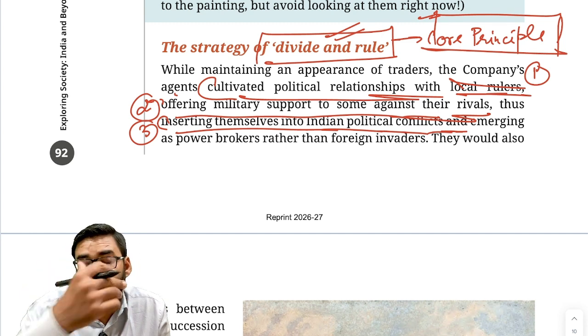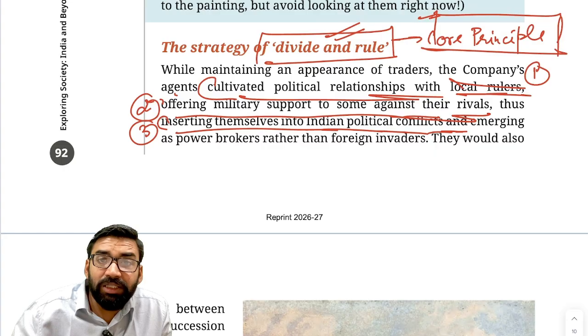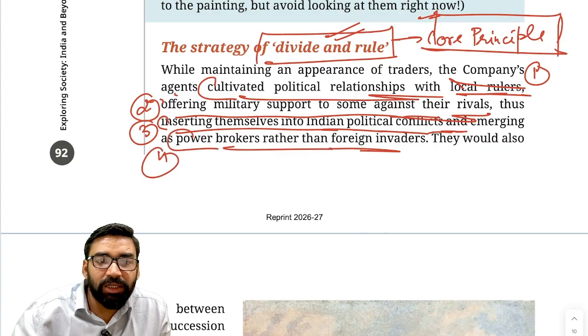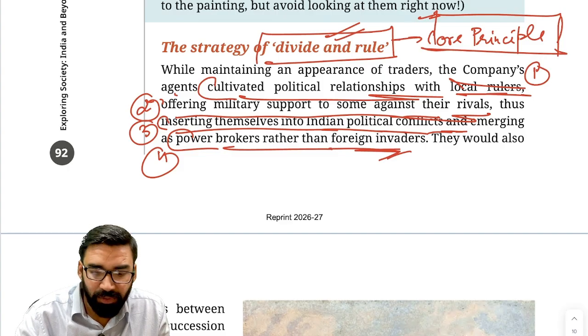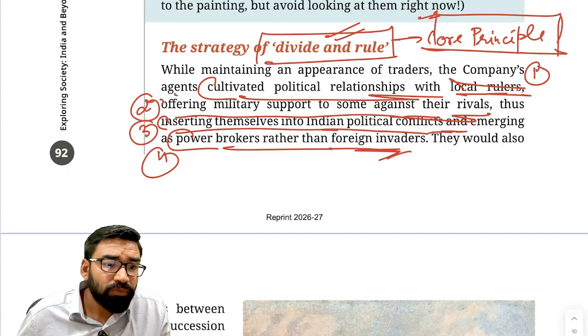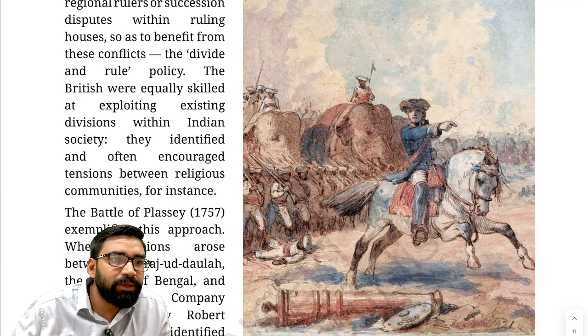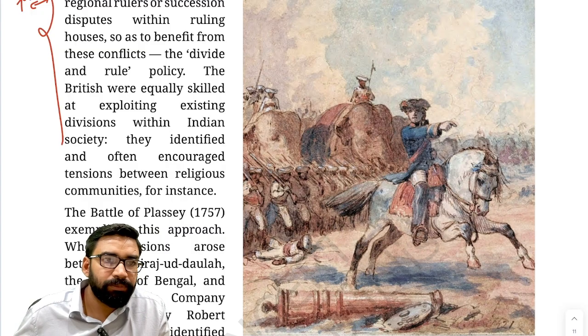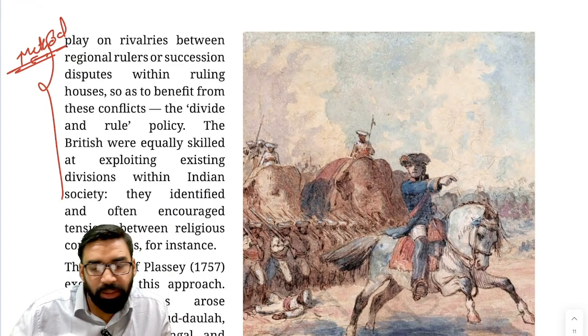They started interfering in Indian political conflict, war of succession, etc. Gradually, these East India Company people emerged as power brokers rather than foreign invaders. This is the policy of divide and rule. Clear? Now, what is the method? We need to understand the method that you are going to see here. So, what are the methods?